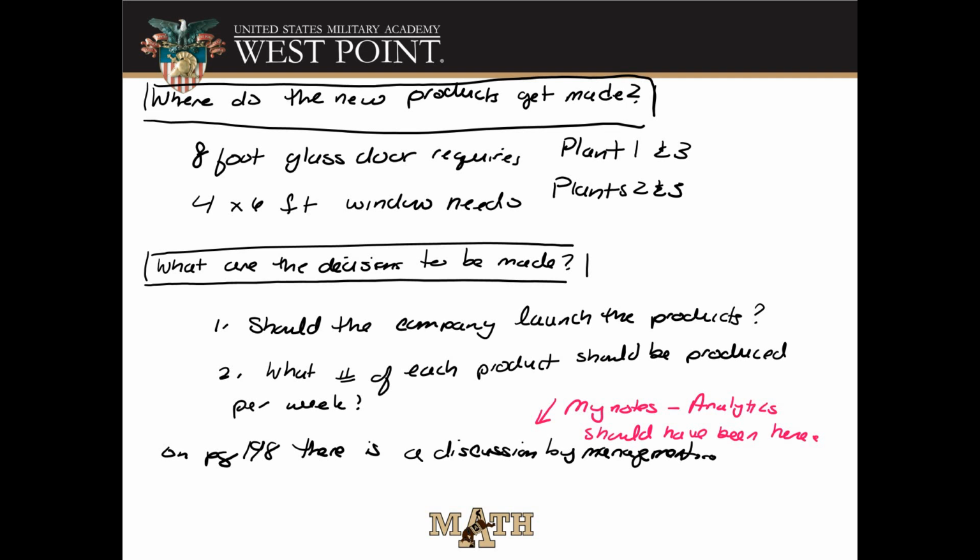And then I wrote what are the decisions they're trying to make. That's the prescriptive thing. What are they trying to do? They're trying to figure out should the company launch the products at all, and what number of each product should be produced per week. And then on page 198 they have a long discussion. And just to be honest with you, I skimmed that discussion. I was on the hunt for what's important for me to solve this problem. So far you have your given stuff, and then some of it, right?